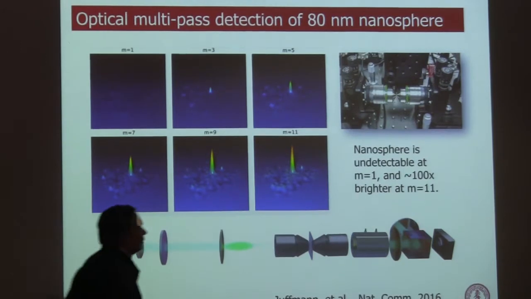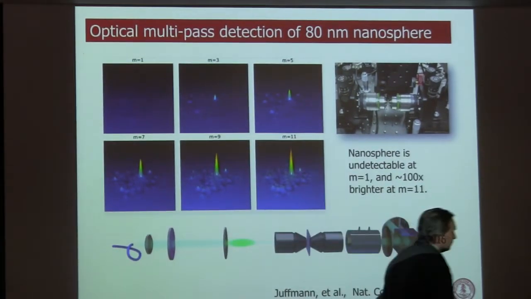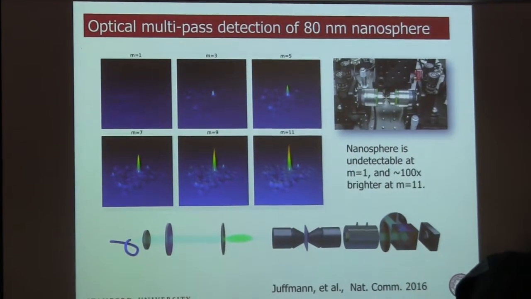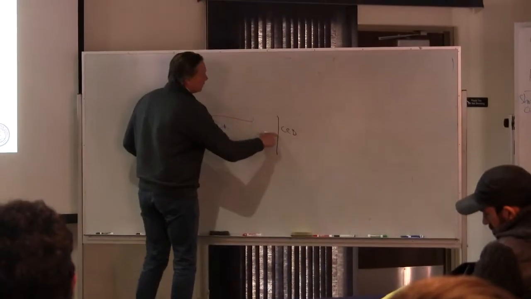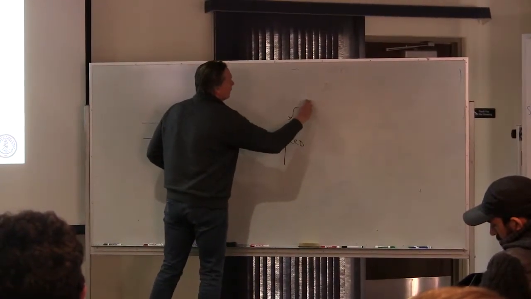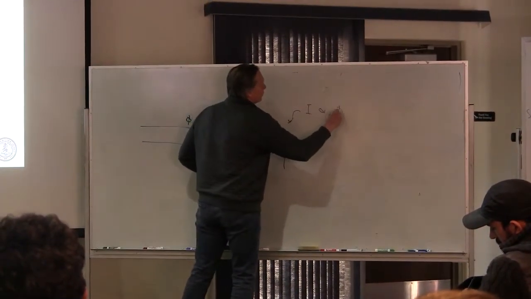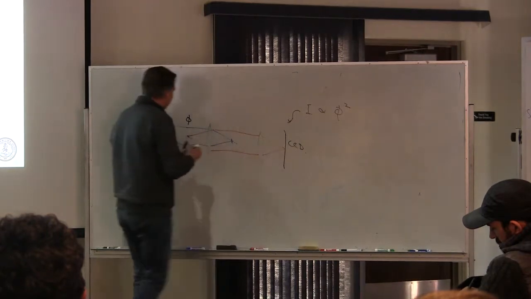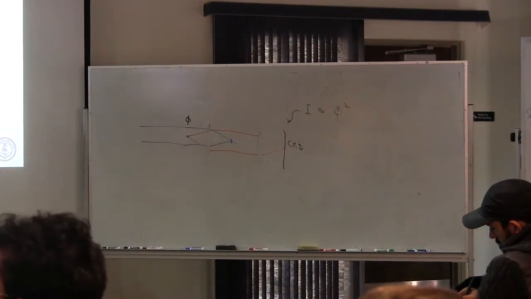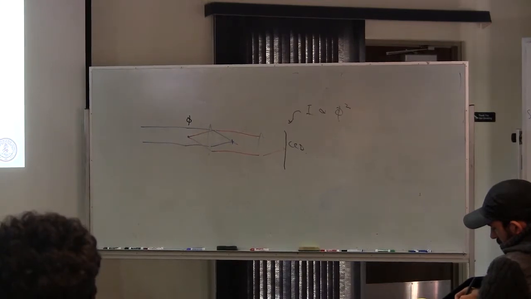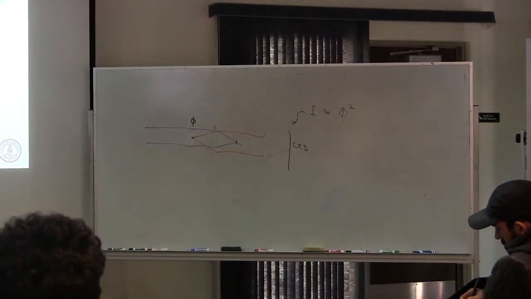If you go through the Fourier optics for dark field microscopy, if this thing gives you a phase shift of phi, then the brightness of the image, the intensity that you detect, is proportional to phi squared, the phase shift squared. And so if I make the phase shift 11 times bigger, I get 100 times more intensity, and that's what you see.